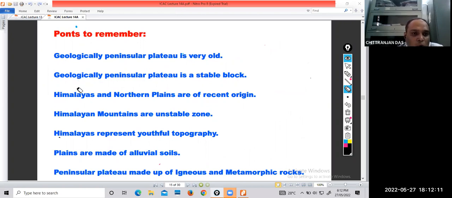So 1, 2, 3, 4, 5, 6, 7. If you remember these 7 points, then you can decode many questions of India physiography. Okay, so therefore these points are very, very important.